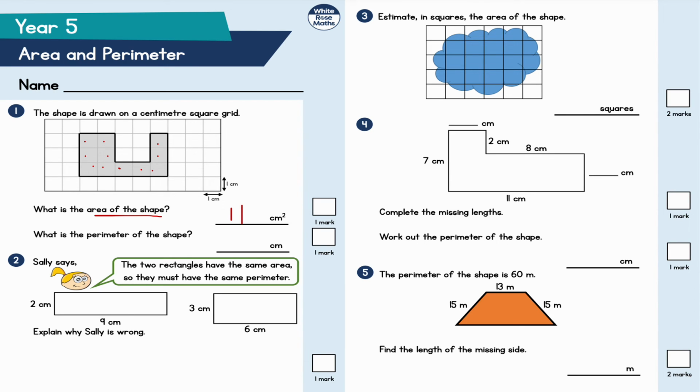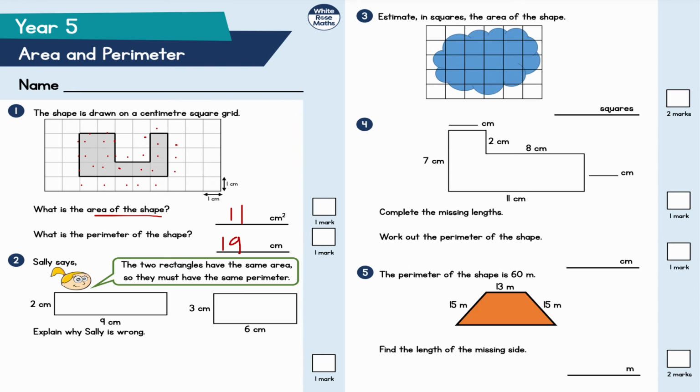What is the perimeter? Perimeter is the distance around the shape. I've got 5 there. 1, 2, 3, 4, 5, 6, 7, 8, 9, 10, 11, 12, 13, 14, 15, 16, 17, 18, 19. So it's the distance around the shape.